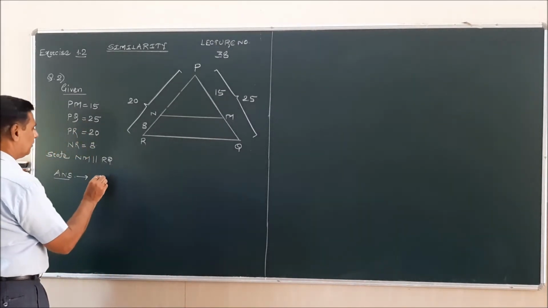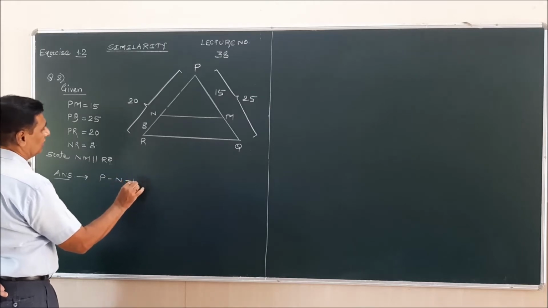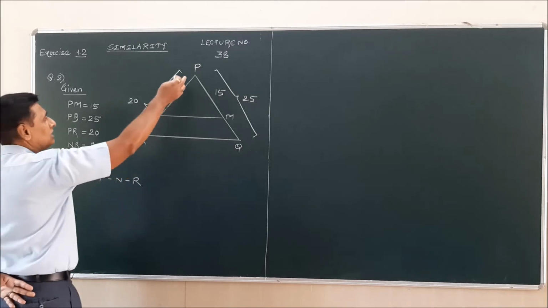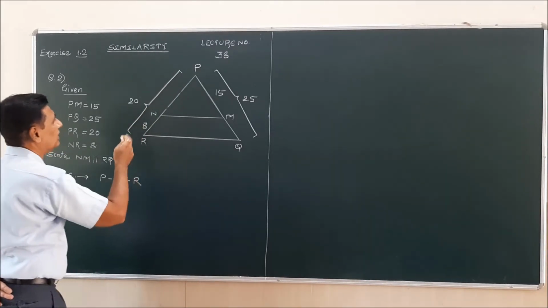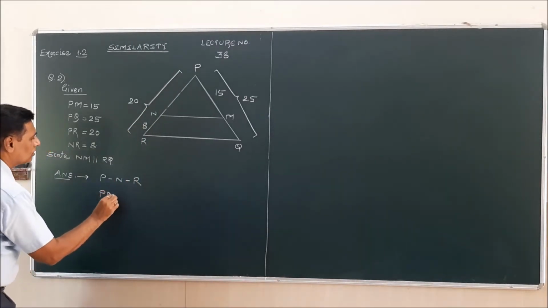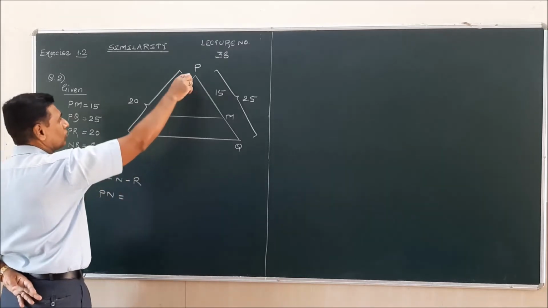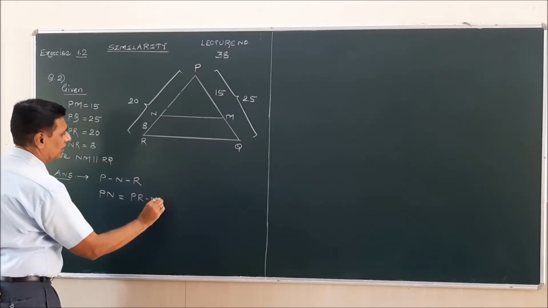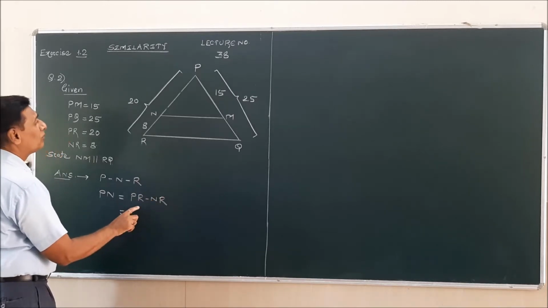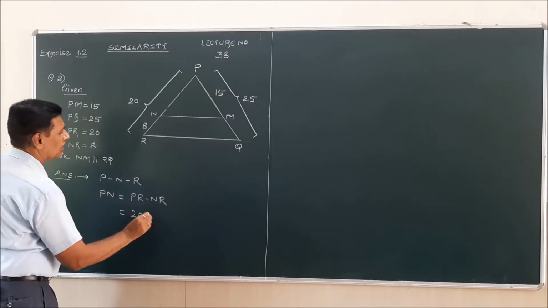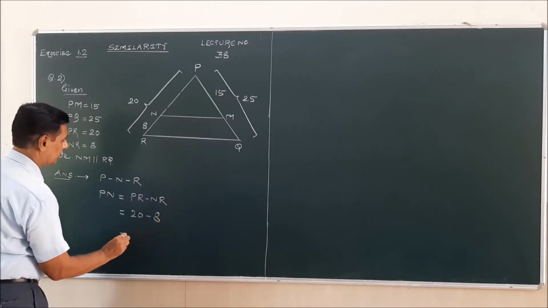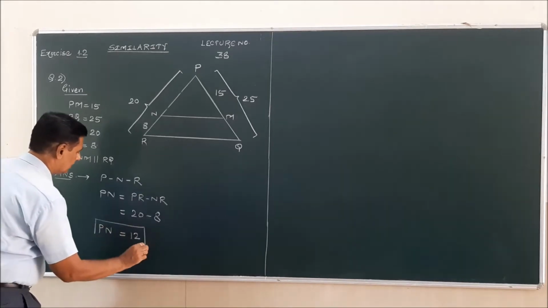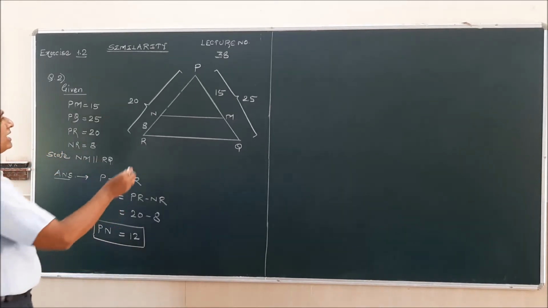So you will find that P, N, R are collinear points, isn't it? Then you will find this PR is given as 20, so PN is equal to PR minus NR. That will give us PR is 20 minus NR is 8. That will give us 12. So we obtained PN as 12. So I will write here 12.